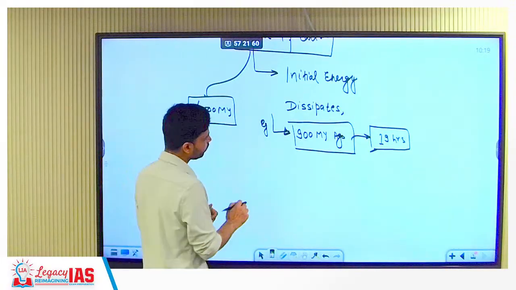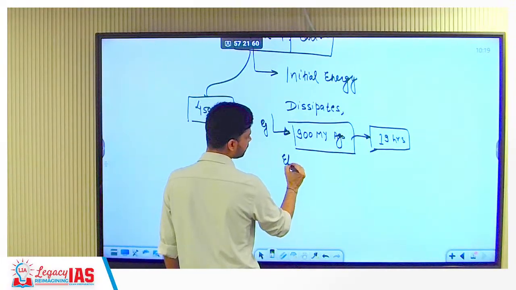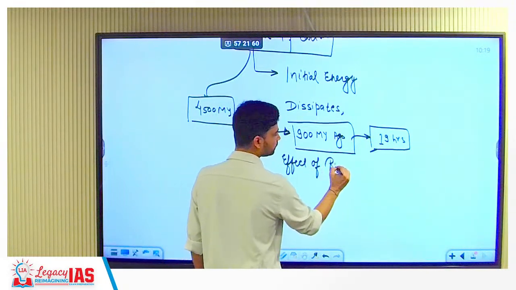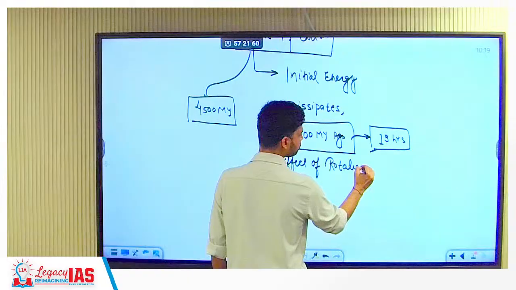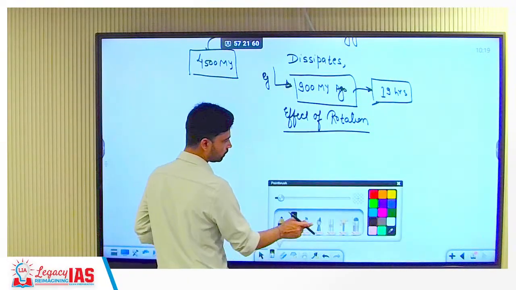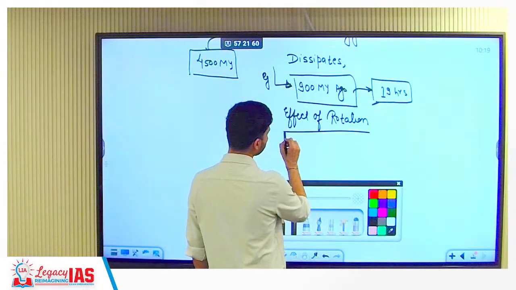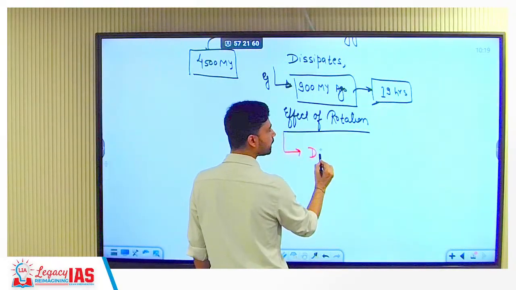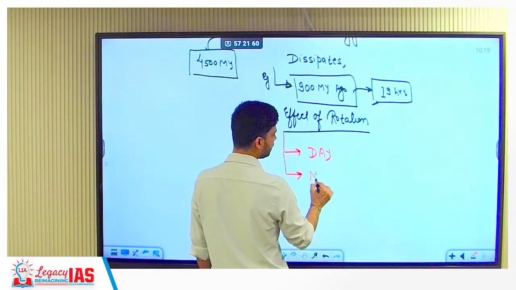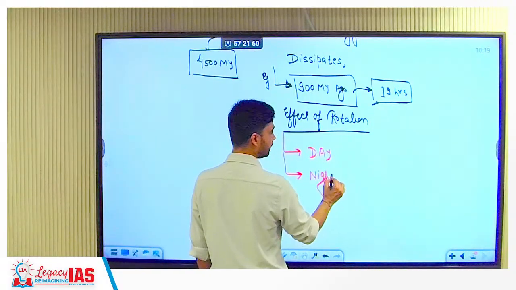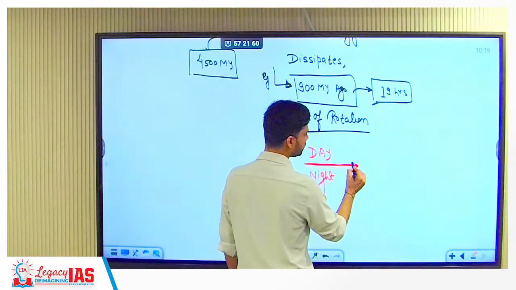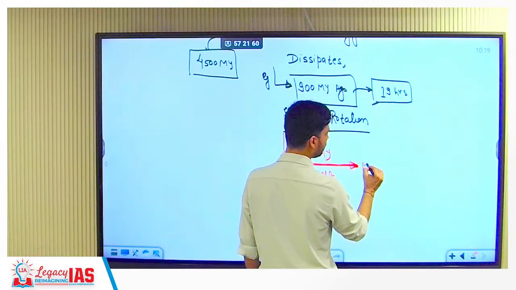Now the question is: what are the effects that we feel due to the rotation? Effects of rotation. Three things we can highlight here. First, because of rotation, we experience day. The sun comes in the sky, then the sun goes to the other part of the earth, then we experience night. And between both of them, what is that phenomenon called?